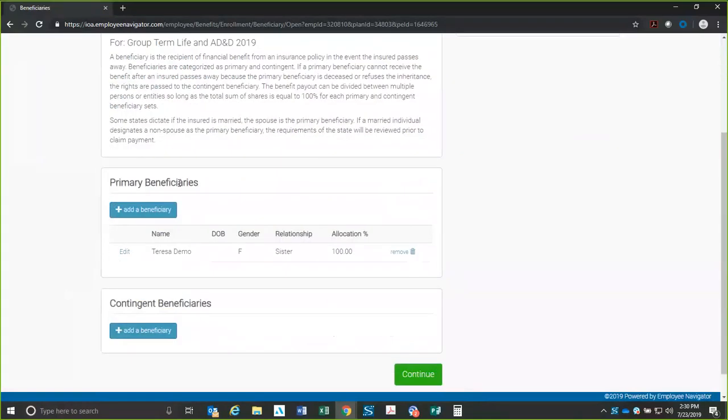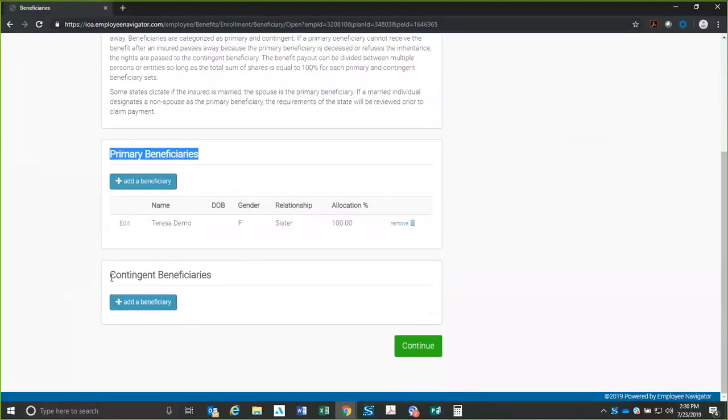So now I've got one primary beneficiary in here, but I also have a space for a contingent beneficiary. A contingent beneficiary is what if something happens to Teresa and me at the same time. So maybe we're on a vacation together and the plane goes down. Heaven forbid, I know it's terrible to think about, but if something happens to her, the contingent will step up and be the next in line.